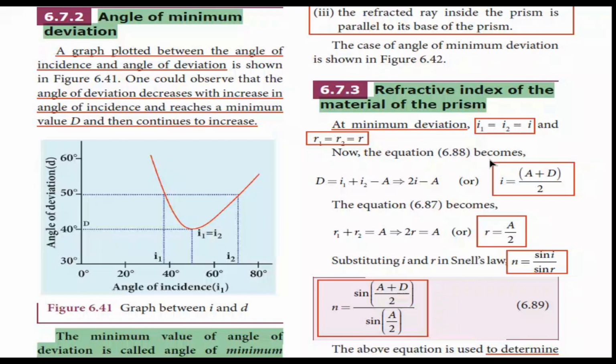Therefore the equation 6.88 can be written as D equal to I1 plus I2 minus A. That means 2I minus A. Therefore angle of incidence I is given by A plus D by 2, where A is angle of the prism, and for an equilateral prism this A will be equal to 60 degrees.